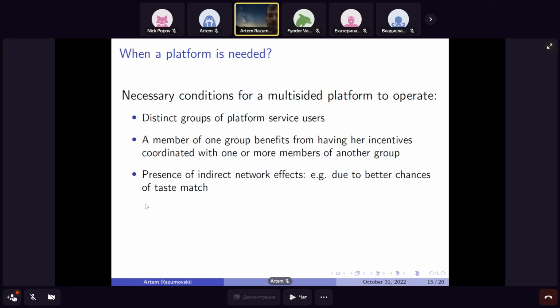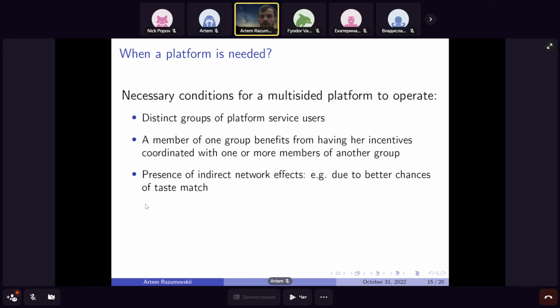Since your choice is broad and you can choose better, it means that if one seller joins the platform, this still makes the agents on the other side better off, all of them. So a high number of sellers increases the welfare of all buyers, and the other way around.